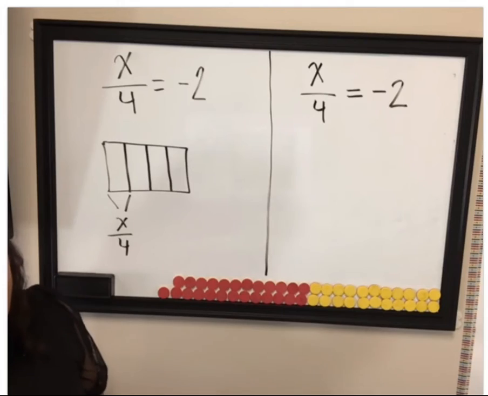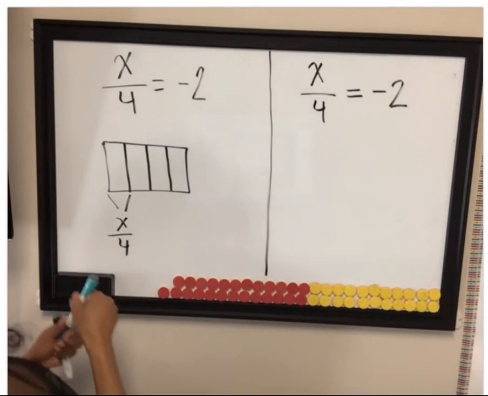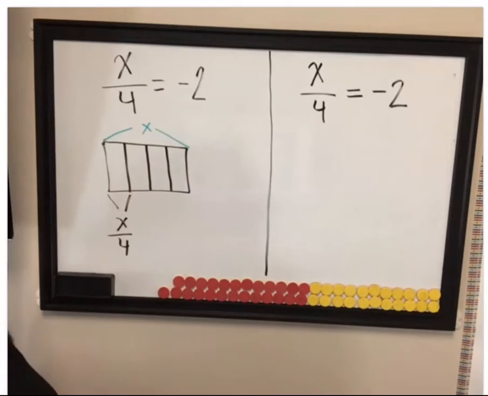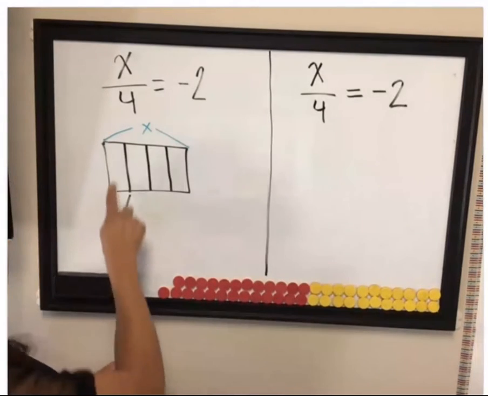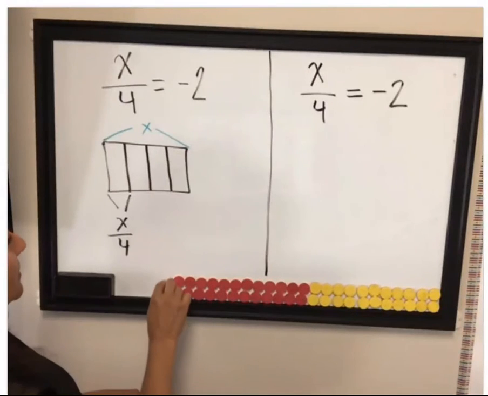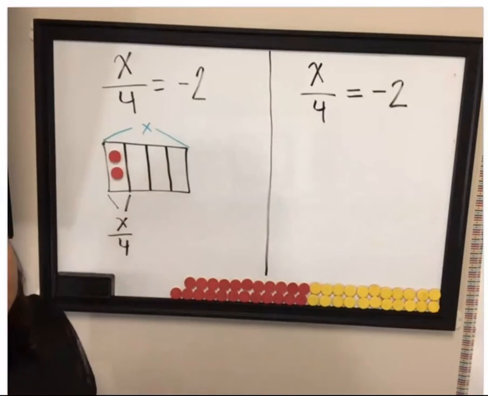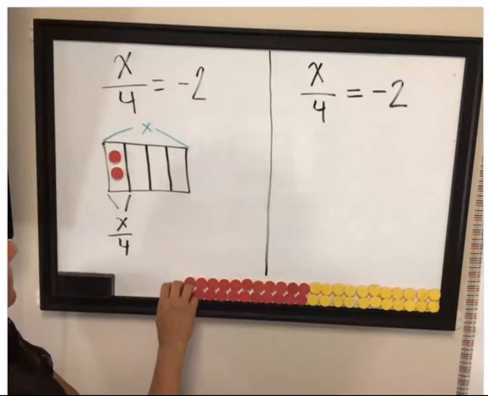Keep in mind that when we're solving for x, we're trying to say, hey, how much do we have in the entire box, right? The entire box is x. So here's what I know. I know that 1/4 of this box is equal to -2. So that means that I have 2 negatives in 1/4 of it. Well, if that's the case, I now want to know how many are in the entire box.